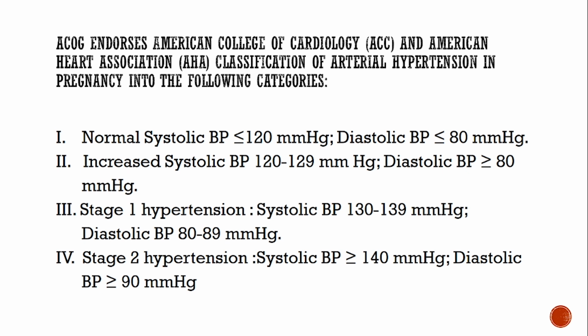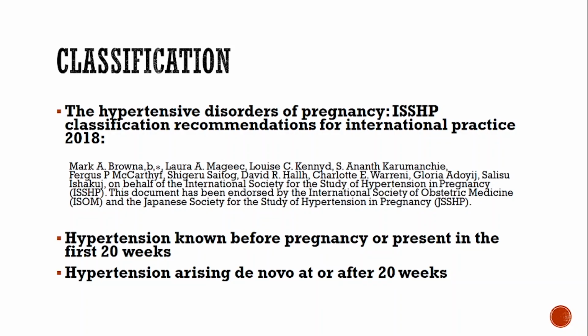But what you will note in this classification is that, for instance, class 2, where it is noted that there is an increase in systolic blood pressure of 120 to 129 and diastolic of more than 80. If this classification is used, most of the time, that means a lot of cohorts will be termed as having hypertensive disorder. However, the International Society for the Study of Hypertension in Pregnancy, in its recent classification in 2018, has tried to make this a little bit clearer.